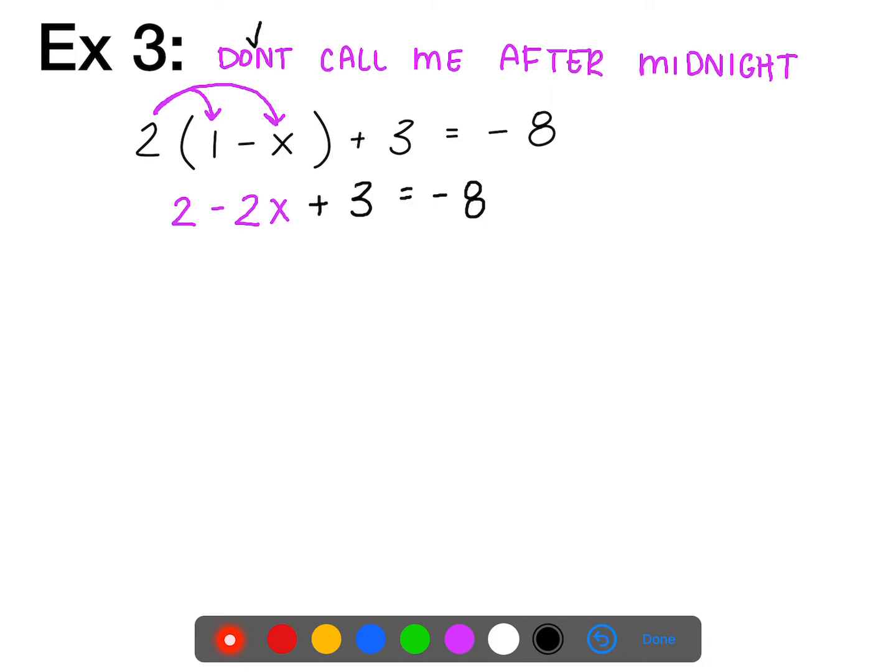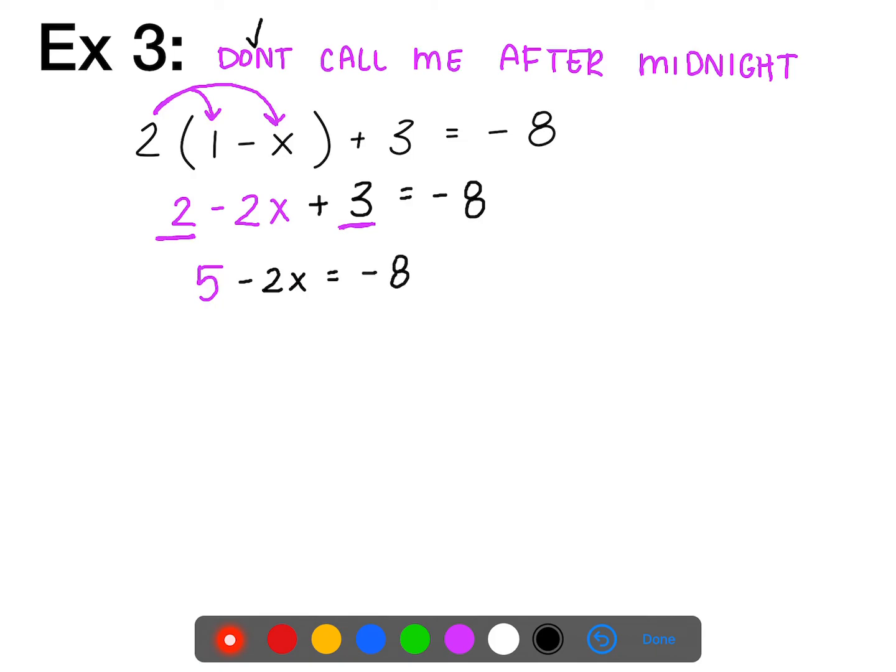So now I've distributed. Do I have any like terms? No. Well, yeah. Ooh, yes, I do, right? I don't have any like terms that have variables in them, but I do have two constants, this 2 and this 3. So I can combine that 2 and that 3, and a positive 2 plus 3 gives me 5. And then I'm going to bring everything else down. So now I have 5 - 2x = -8.